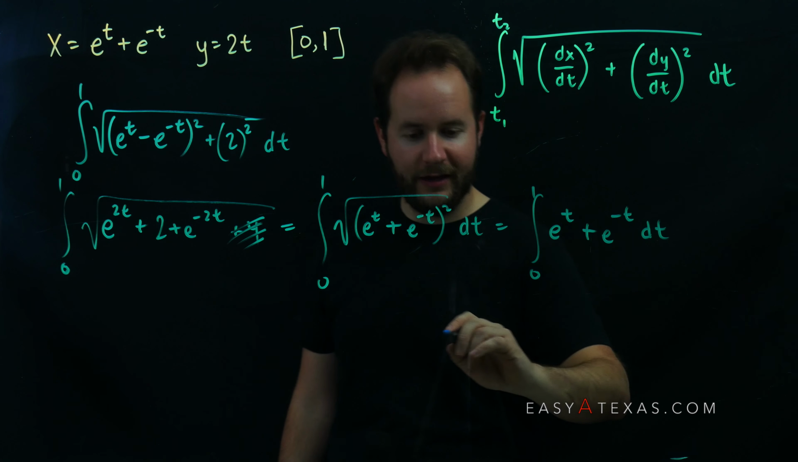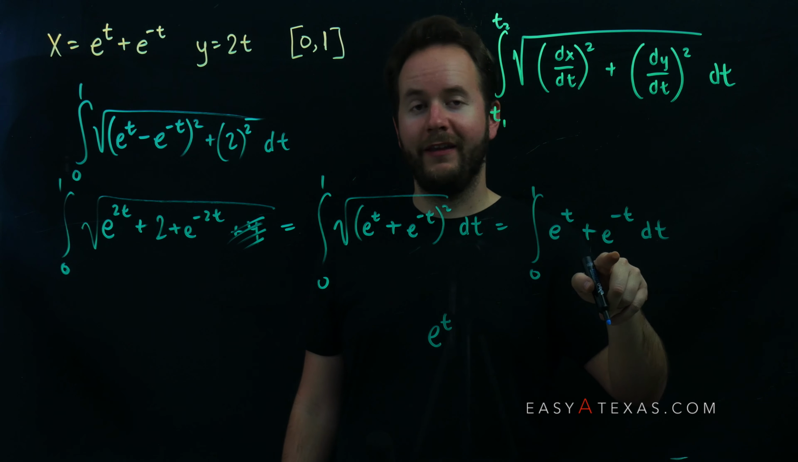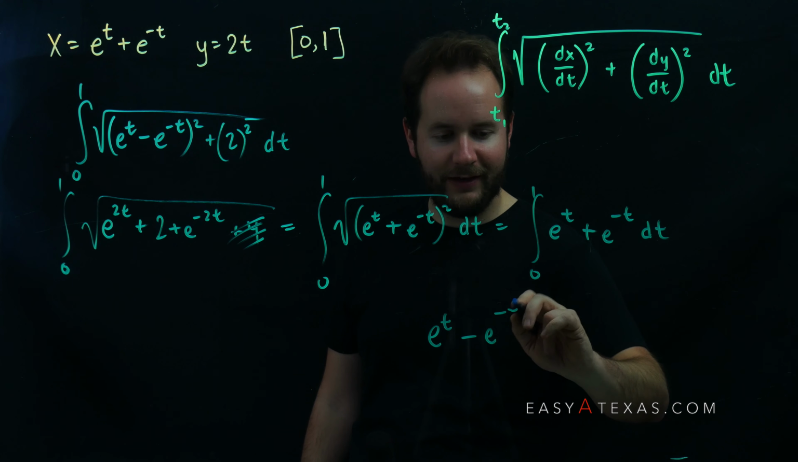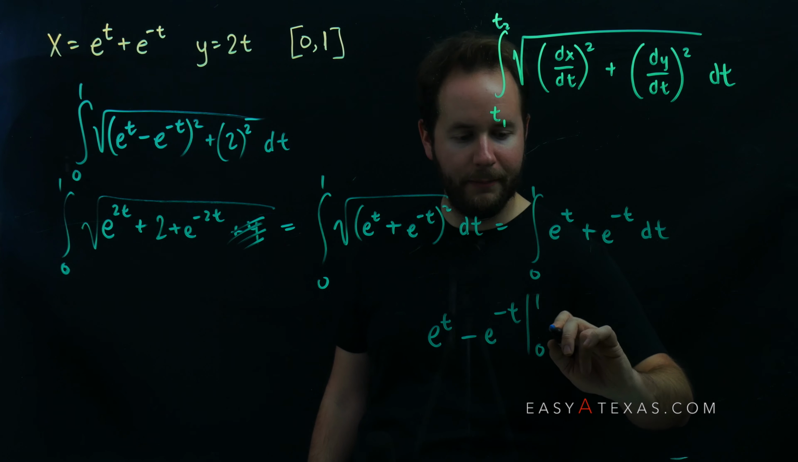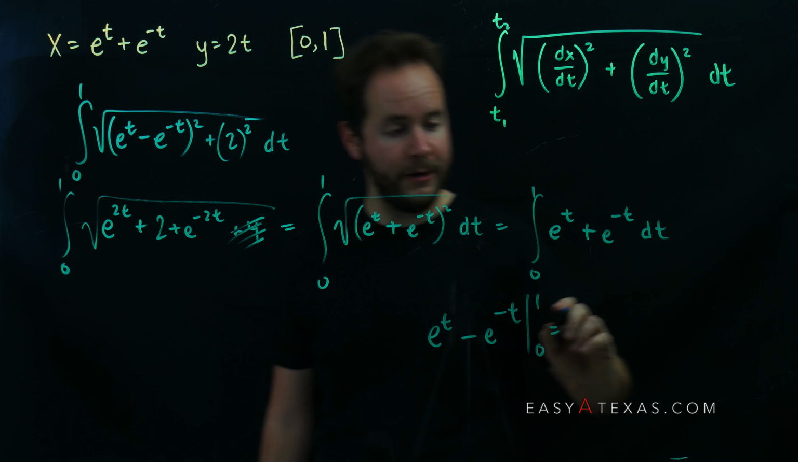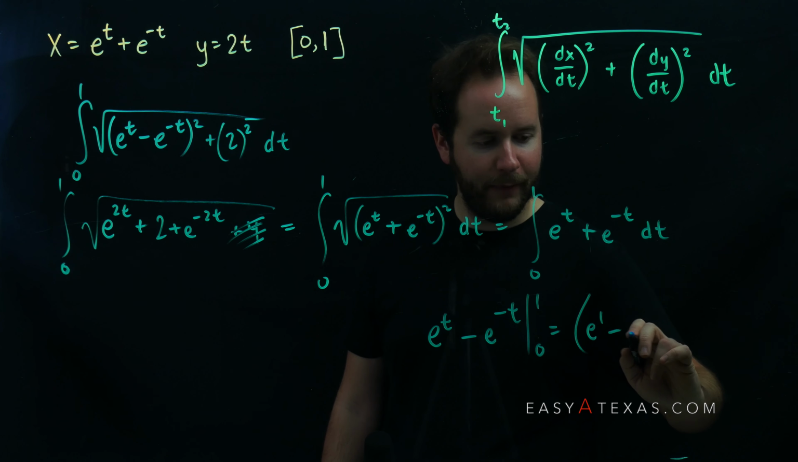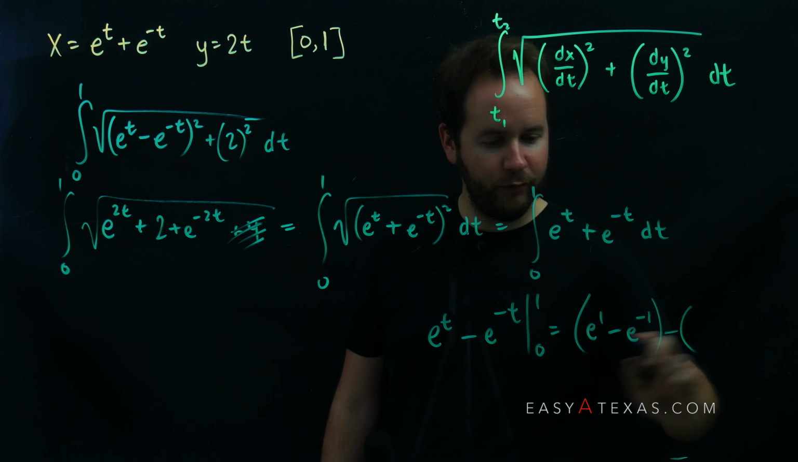Now it's time to integrate this guy. The integral of e^t is e^t. The integral of e^(-t) is negative e^(-t). And now it's time to plug in my bounds. I'm going to plug in 1, plug in 0, and find the difference. When I plug in 1, I get e^1 - e^(-1), minus what I get when I plug in 0.